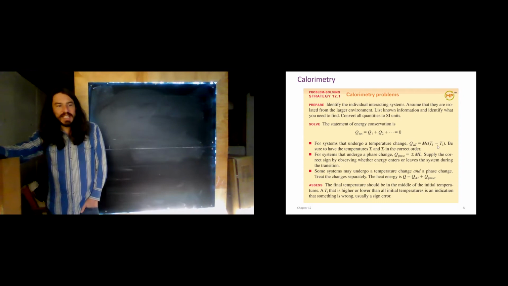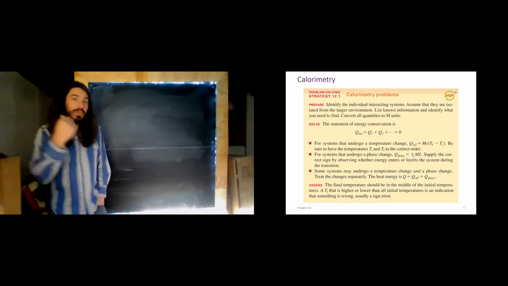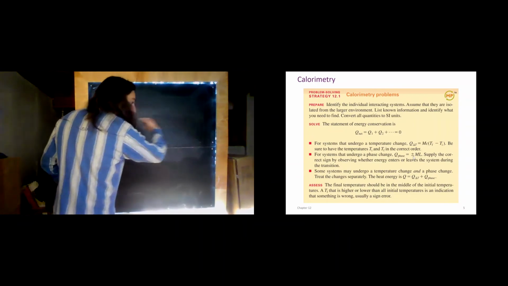We're going to use MC delta T for any systems that undergo a temperature change. So any of our substances that are increasing or decreasing in temperature, we need to add an MC delta T term for those. And for systems that undergo a phase change, it's M times L. Again, we need to be sure to distinguish whether we're looking for the latent heat of vaporization or of fusion. And again, plus if we're adding heat, minus if we're taking heat out.